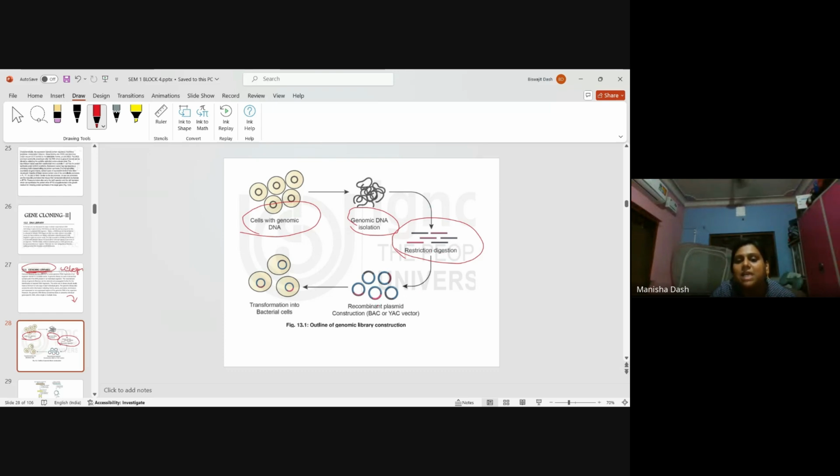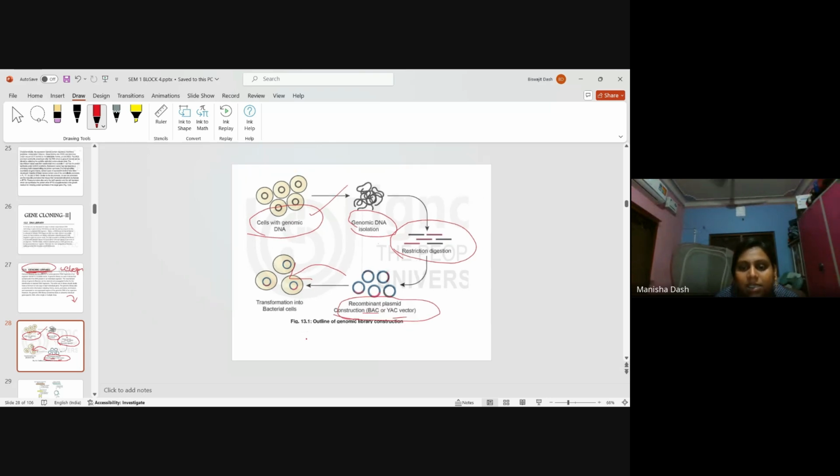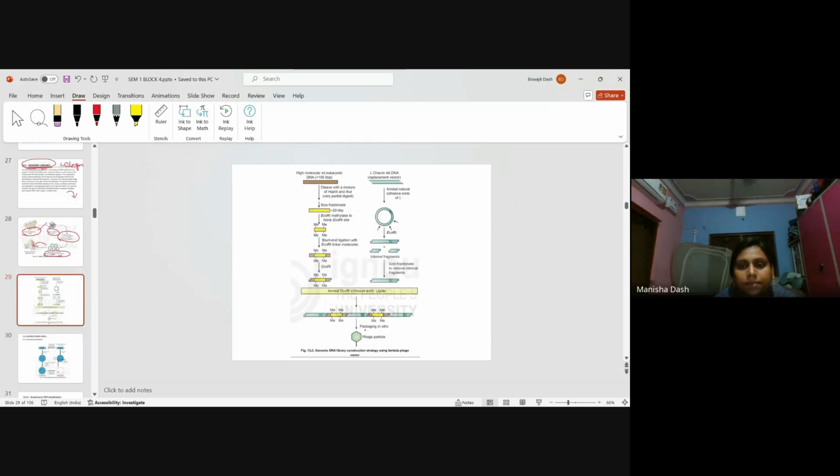Then each fragment is put into the plasmid cloning vectors, mostly BAC or YAC, as they can carry large gene fragments, and these vectors carrying the genes are transformed into the bacterial cells. Now the bacterial cells will be carrying different fragments of this particular organism. So when you are searching for any particular gene of interest, you can look for it within the set or clone of the transformed bacterial cells. So that is how the genomic library is constructed.